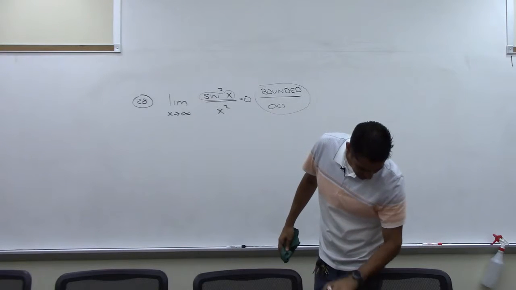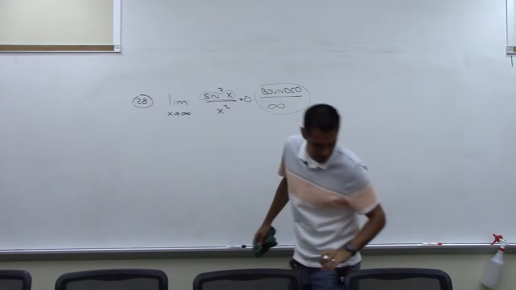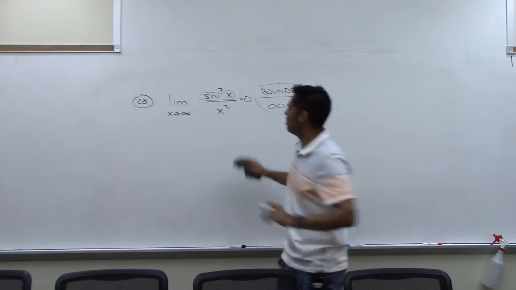All right, let's look at 29. Limit x goes to infinity of cosine x.